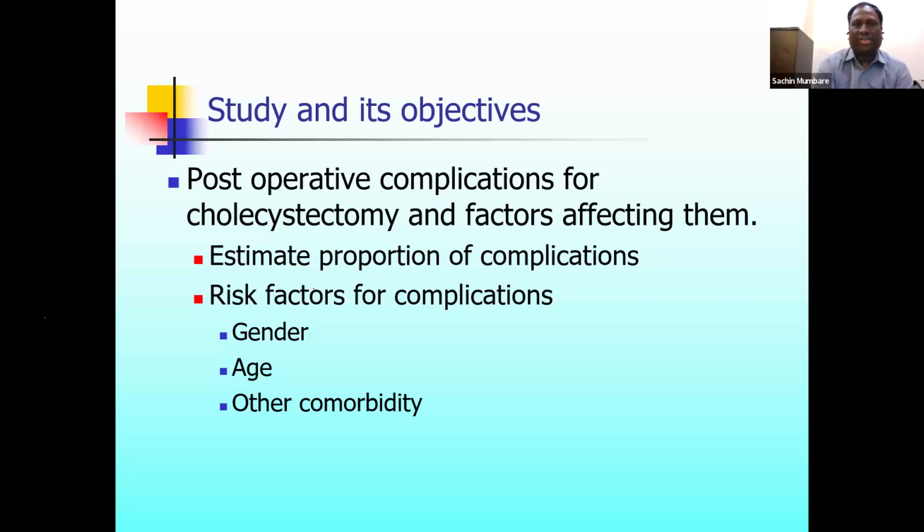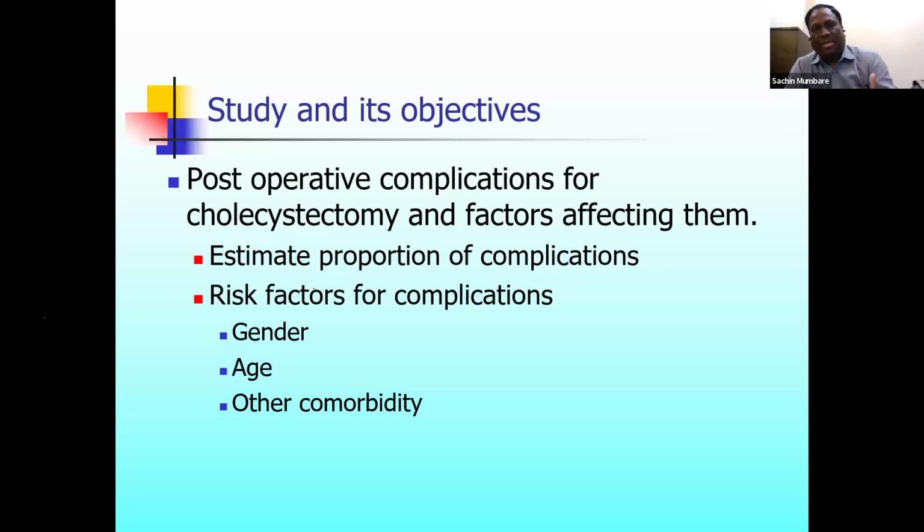So in this research study, there are mainly two objectives. First objective is to estimate the proportion of complications, and second main objective is to identify the risk factors for complications, and possible risk factors can be gender, age, other comorbidities, means whether the rate of complications differ gender wise, whether the mean age of patients who have experienced complications differ, and other comorbidities. So in this research study, there are more than one objectives.